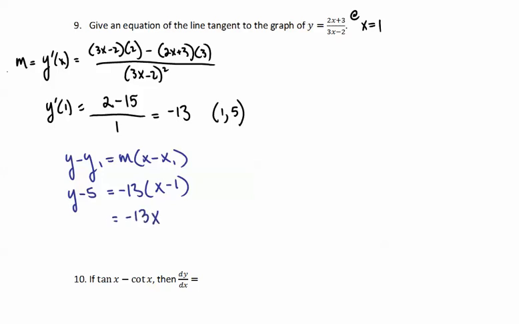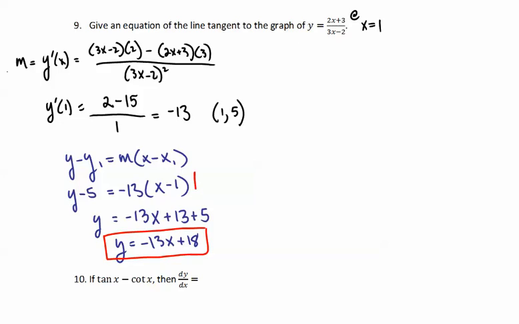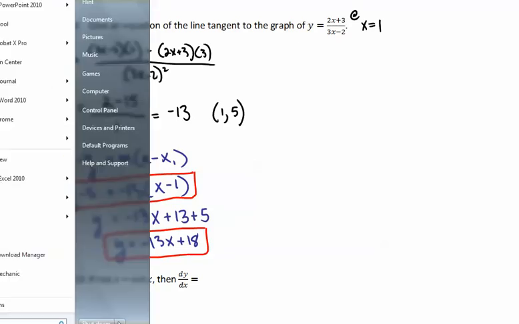Negative 13x plus 13 plus 5, so y would be equal to negative 13x plus 18, and that does it. Either that form or this form are fine. And that again could be verified with the graphing calculator.